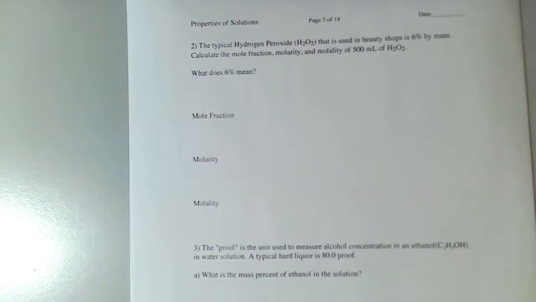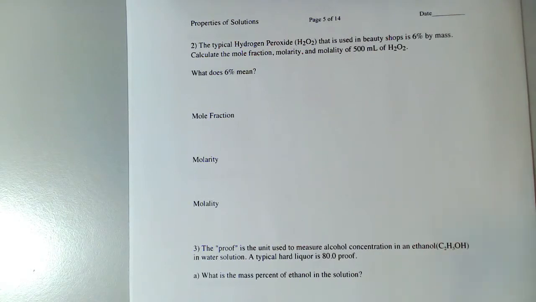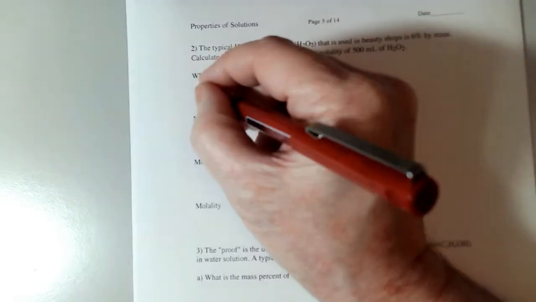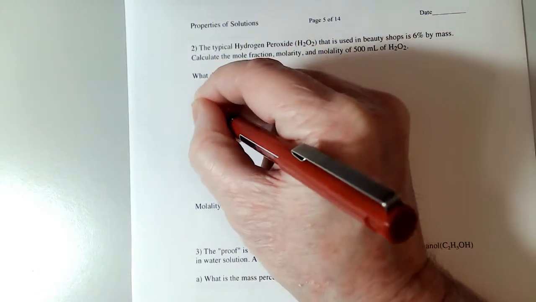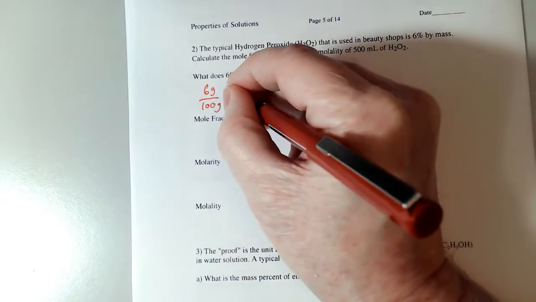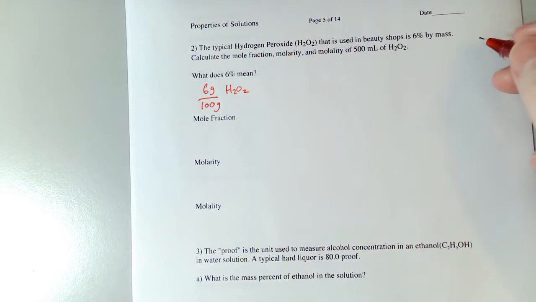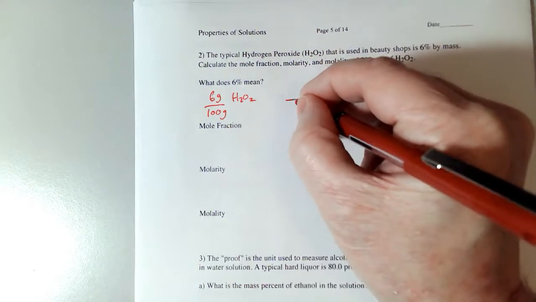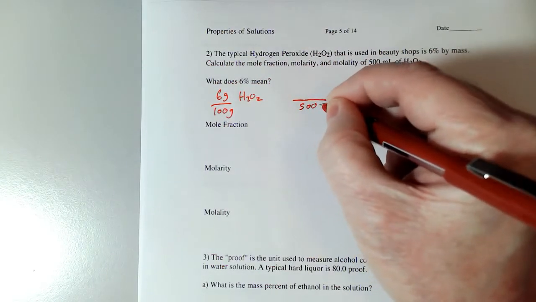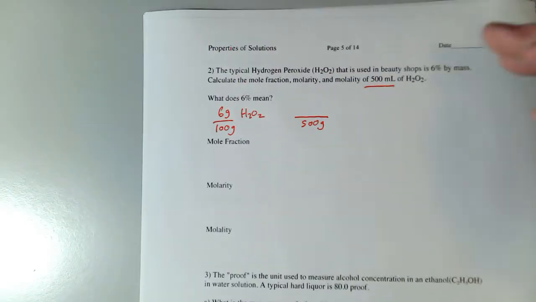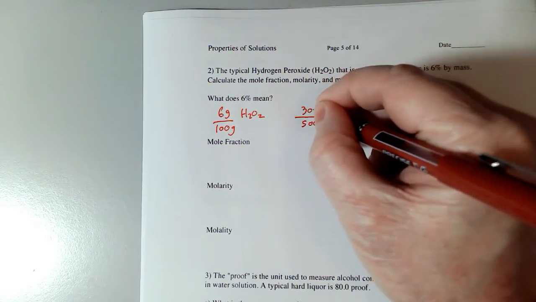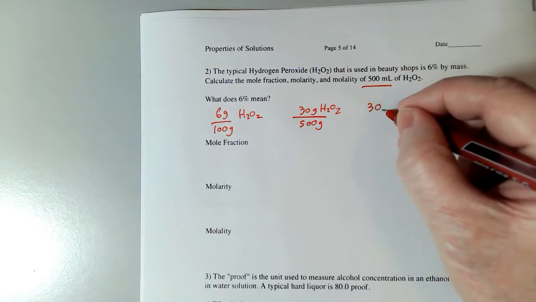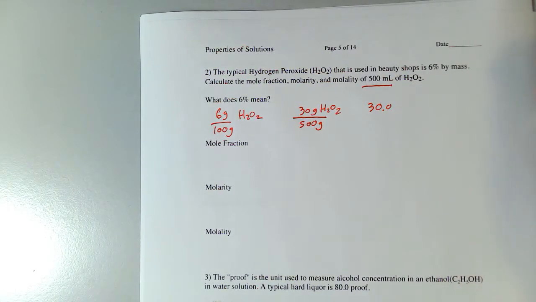Do a question about percent composition. Hydrogen peroxide that we can get at a beauty shop is 6%. 6% means that 6 grams out of 100 grams are the H2O2. Now, in this question, I have 500 milliliters. So assuming it's 1 gram per milliliter, it's a pretty safe assumption, for 500 grams, that must mean 30 grams are H2O2. And I'm just going to say 30.0 for clarity here.